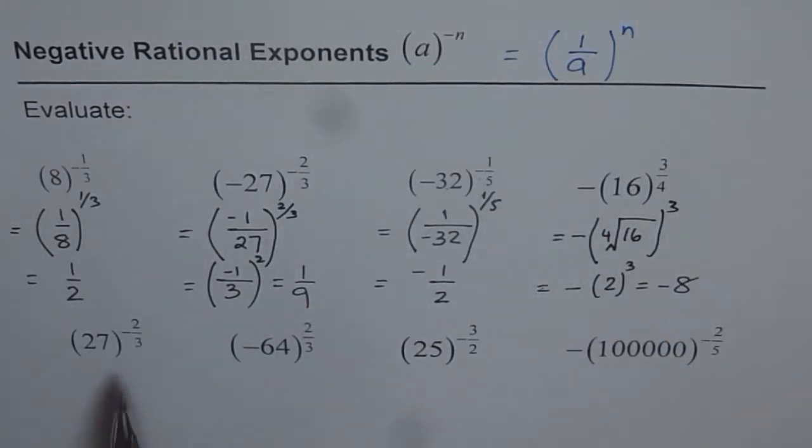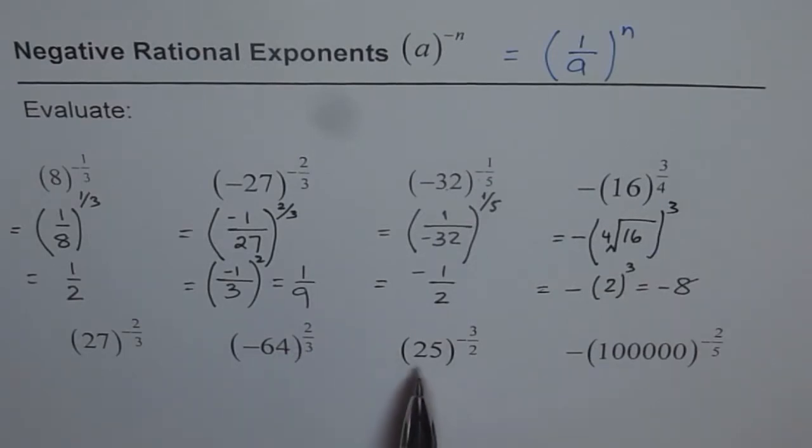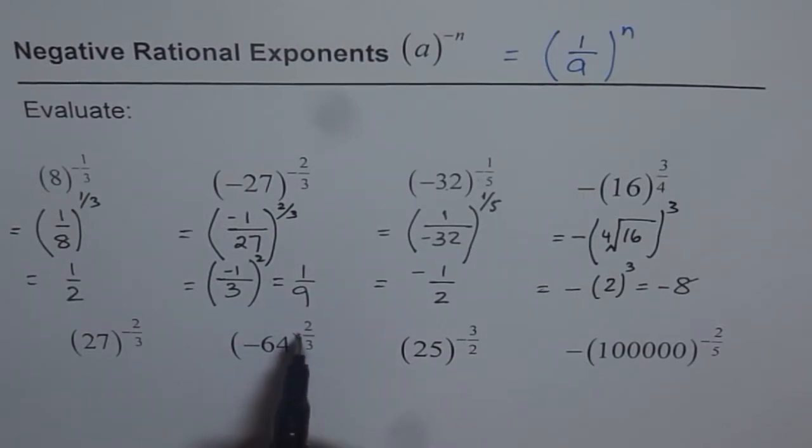Follow these steps and then solve these 4 questions on your own. 27 to the power of minus 2 over 3, minus 64 to the power of 2 over 3, 25 to the power of minus 3 over 2, and minus 1, 2, 3, 4, 5 zeros to the power of minus 2 over 3. You should make a note that we don't have a negative sign here, right? So you don't have to do reciprocal.